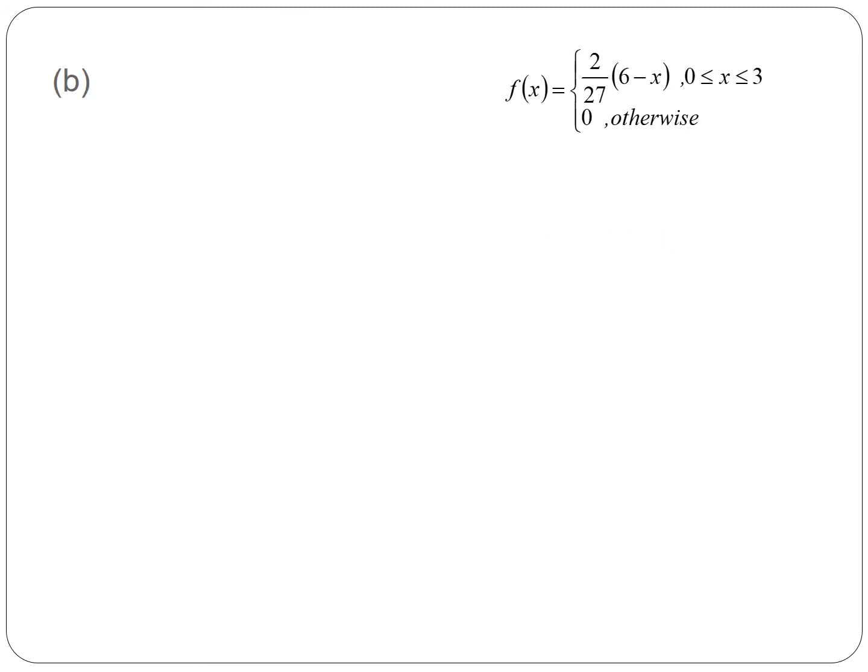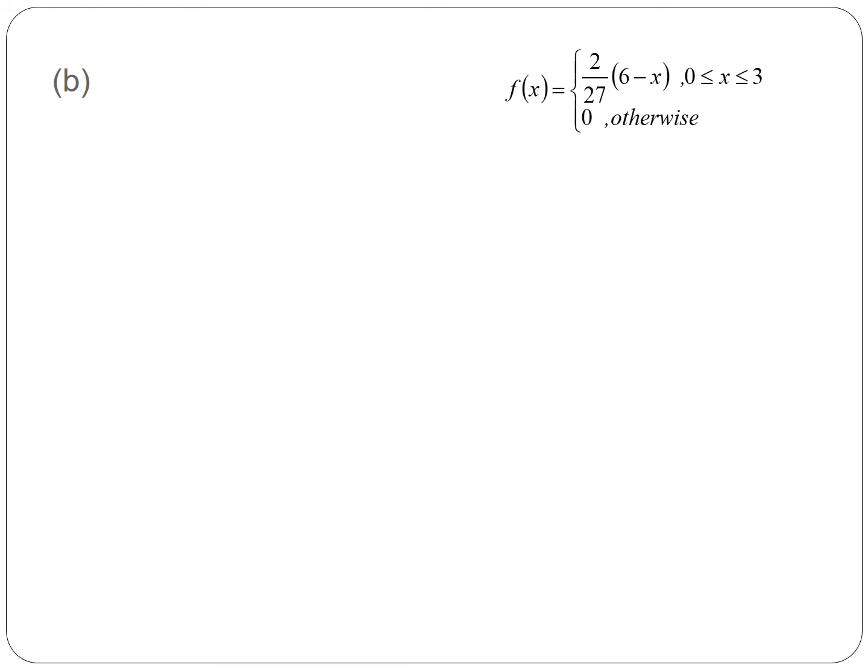For part B, you are required to sketch the graph of f of x. So look at the function f of x. You have 2 over 27 times 6 minus x. Clearly, this is a linear function. So what is the shape of a linear function graph? Yes, it is a straight line graph.